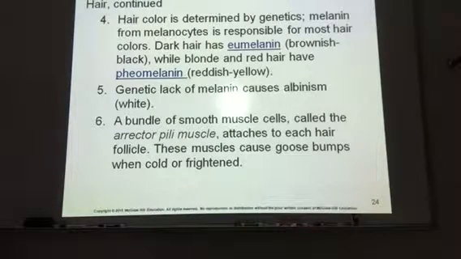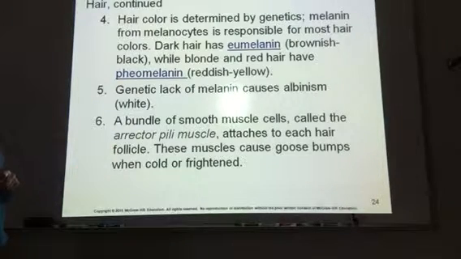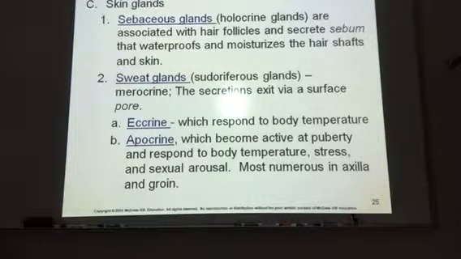Bundle of smooth muscles, these are the erector pili muscles, and that's what I said. They give you goosebumps, they make your hair stand up. When you're cold, they generate heat. And also if you get scared quickly, sometimes that will cause those muscles to stand up also.